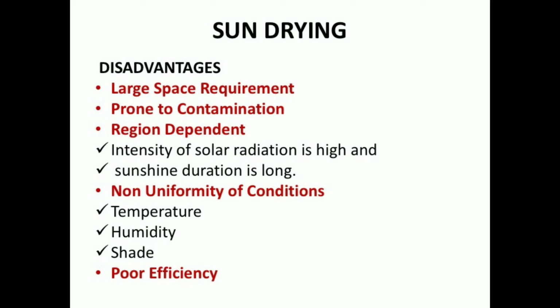The fourth disadvantage is the non-uniformity of the conditions of drying. Because it is a natural process, one cannot control the temperature, humidity and availability of direct sun or shade during the natural sun drying process. And because of this non-uniformity of conditions and other disadvantages, sun drying results in very low or poor efficiency.